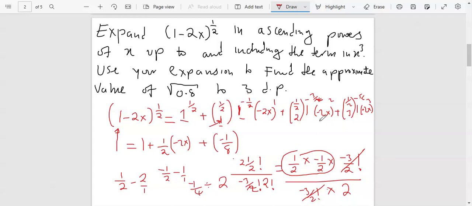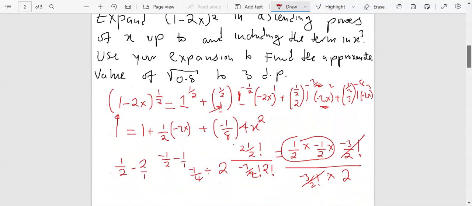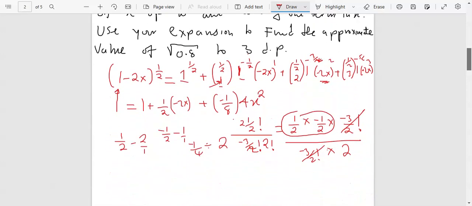Okay, and then we are going to get this term, the negative 2x. Now it is squared, so it will become positive 4x squared. And then next, we are going to go to the other term, which is the 1 over 2 combination 3. So that's the next one I'm supposed to go to.